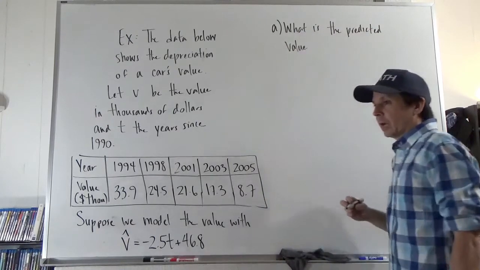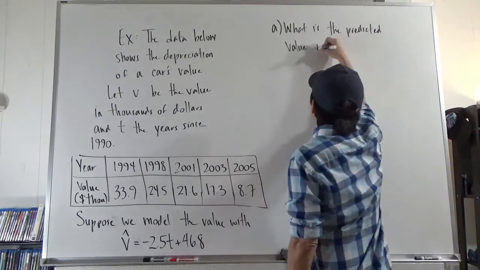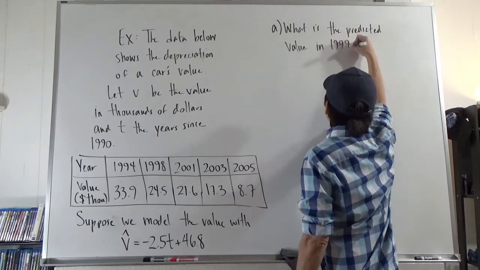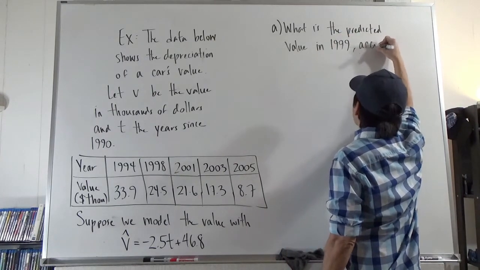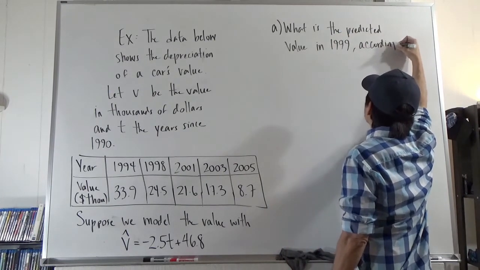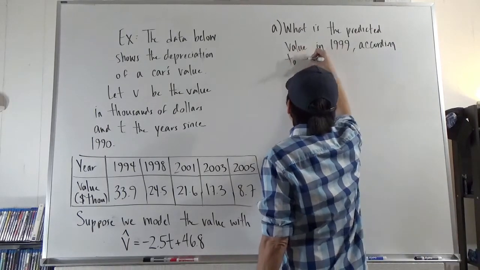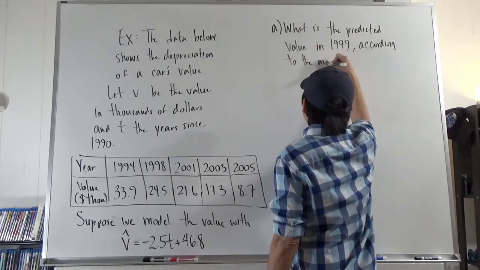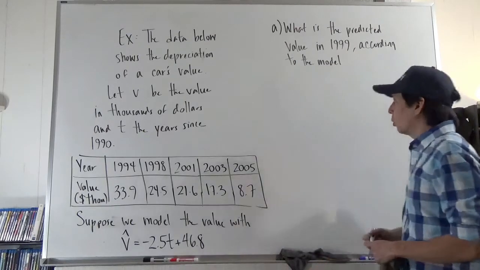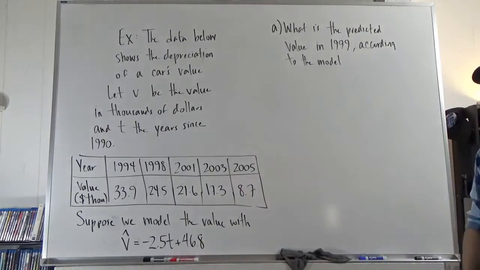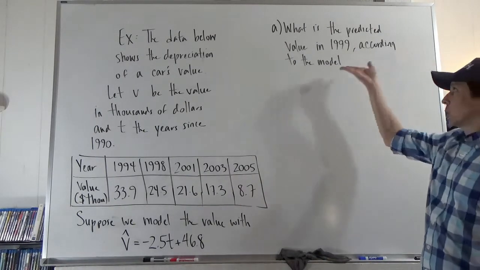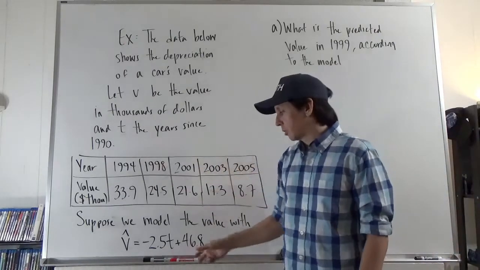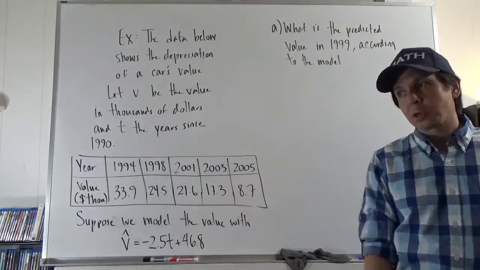What is the predicted value in 1999 according to the model? According to the model means we are ignoring the table, even if there's no 1999 there anyway. Even if there were, this is saying according to the model, so the table's irrelevant. The model's what we'd be using.